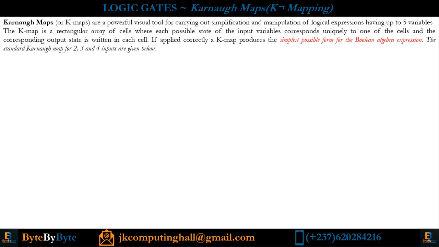Karnaugh maps or K-maps are powerful visual tools for carrying out simplification and manipulation of logical expressions having up to 4 variables. The K-map is a rectangular array of cells where each possible state of the input variables corresponds uniquely to one of the cells, and the corresponding output state is written in each cell. If applied correctly, a K-map produces the simplest possible form for the Boolean algebra expression. The standard Karnaugh maps for 2, 3, and 4 inputs are given below.